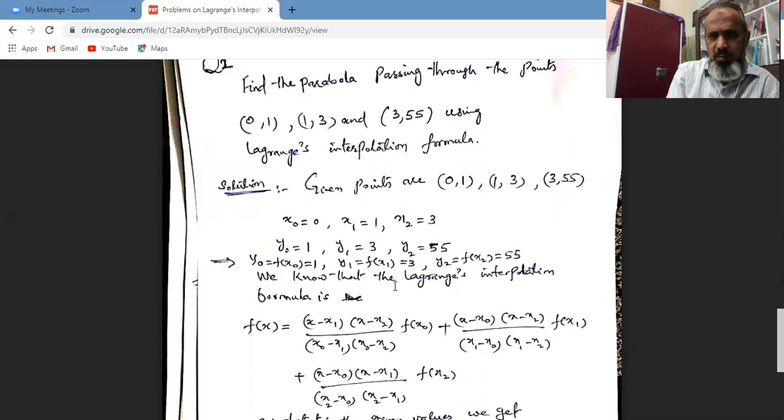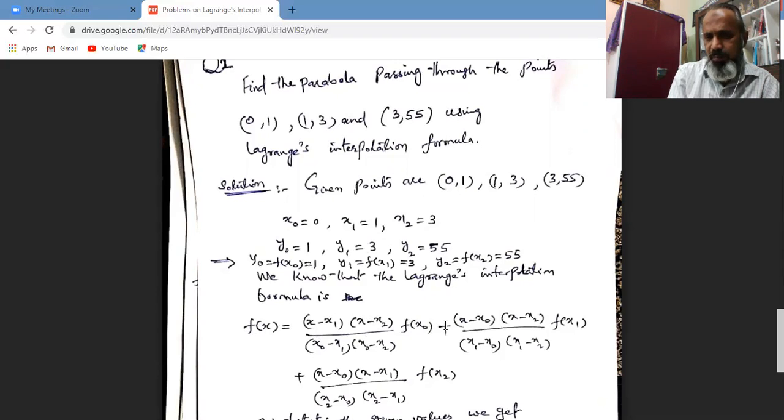Now we know the Lagrange's interpolation formula. For the given values, three values are given: x0, x1, x2. So we can write the Lagrange's interpolation polynomial as f of x is equal to (x minus x1)(x minus x2) into f of x0 by (x0 minus x1)(x0 minus x2). So in the numerator, there should not be the x minus x0 factor. And in the denominator, x1, x2 should be subtracted from x0, into f of x0. This is the first term of Lagrange's interpolation formula.